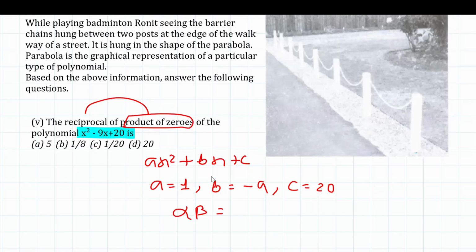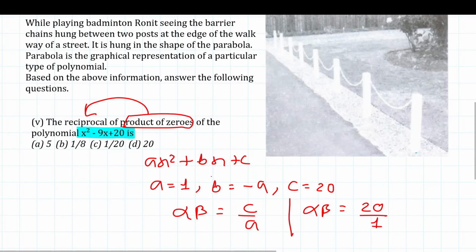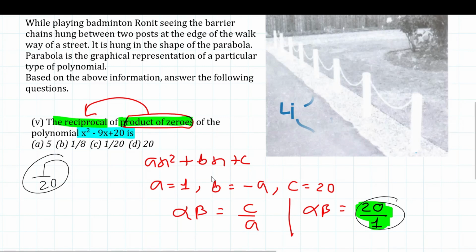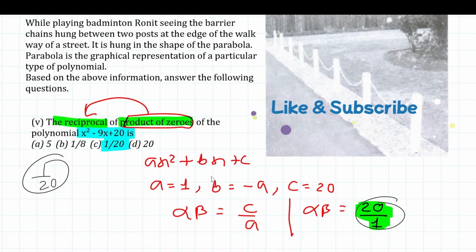And what is the relation between the product of the zeros and the coefficients? It is c by a. So from here we can see that the product of the zeros, c is 20 divided by a, which is 1. And what is the reciprocal of this? As you can see, I have to get the reciprocal of the product. Product is this, right? So its reciprocal will be 1 over this. So that is 1 over 20, right? So 1 over 20 is this. So we can say that option C is correct in this case.